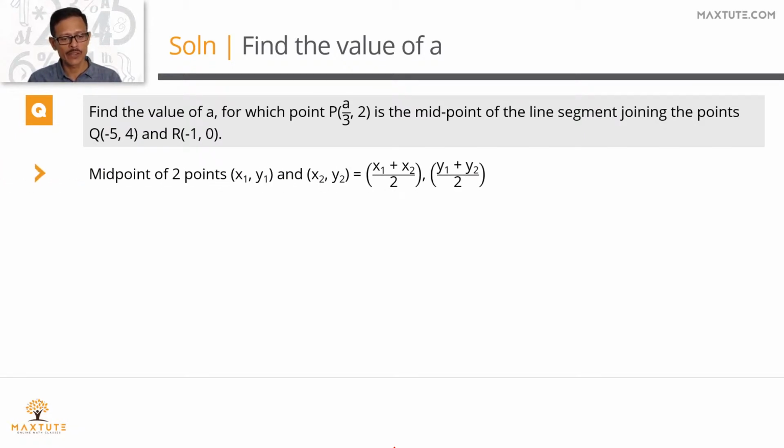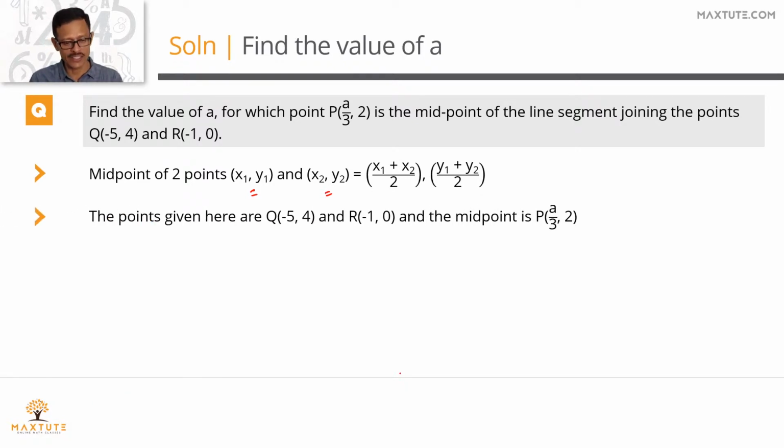The coordinates of the midpoint of 2 points whose coordinates are x1, y1 and x2, y2 is given by x1 plus x2 by 2, y1 plus y2 by 2. Let's quickly identify what x1, y1, x2, y2 in our context is. x1 is minus 5, y1 is 4, x2 is minus 1 and y2 is 0. The coordinates of the midpoint are given as A by 3, 2. We need to find the value of A.